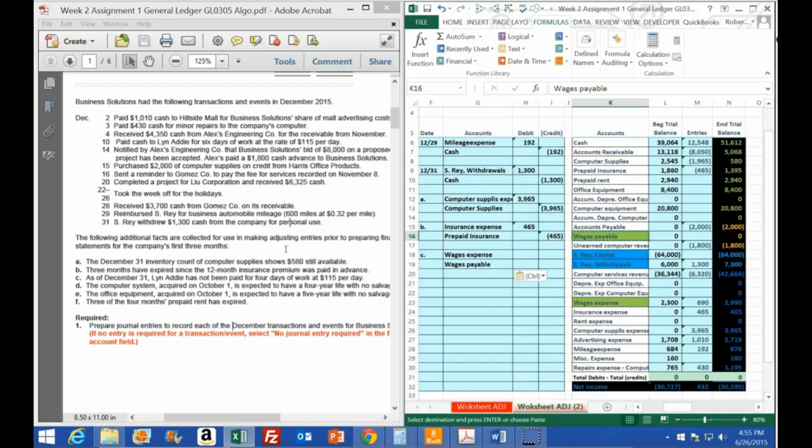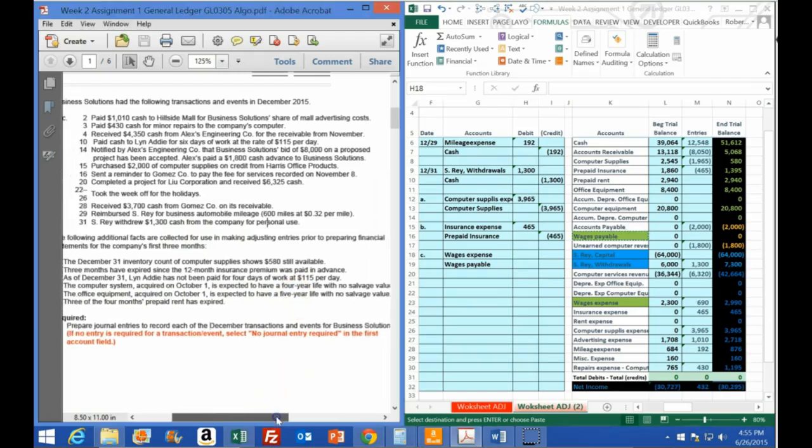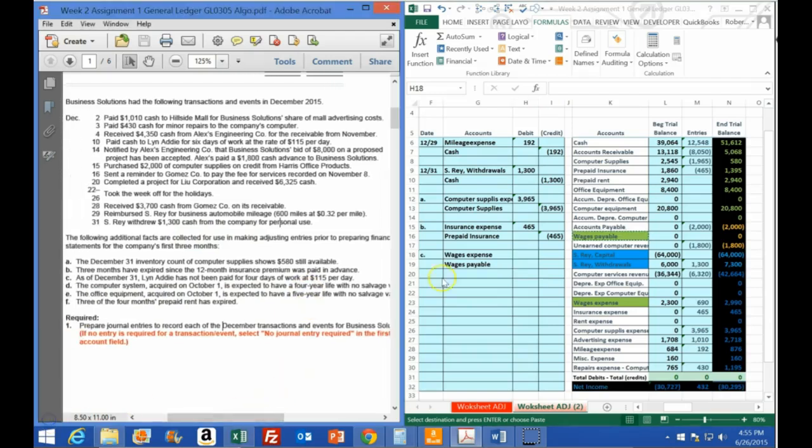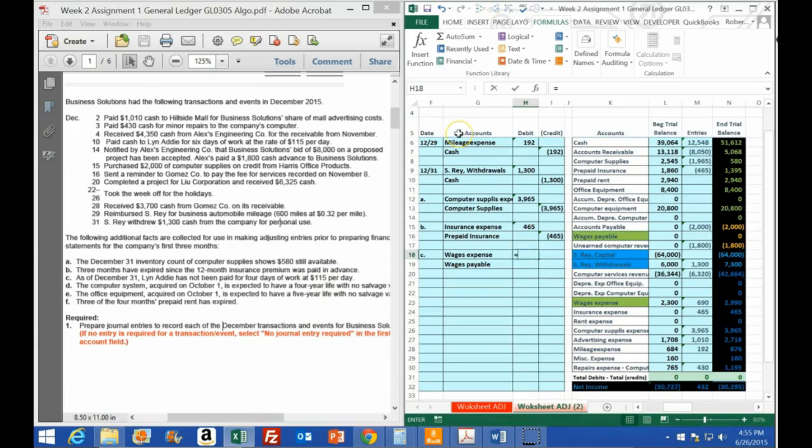We need to pull that expense in this month, even though the payroll is not going to be run until the next day, the next month. So in order to calculate that, we're going to say that D says 4 days, so it's 115 per day. So we'll say this equals 115 times 4 in this case, and that will be the 460. That's going to be the debit and the credit.